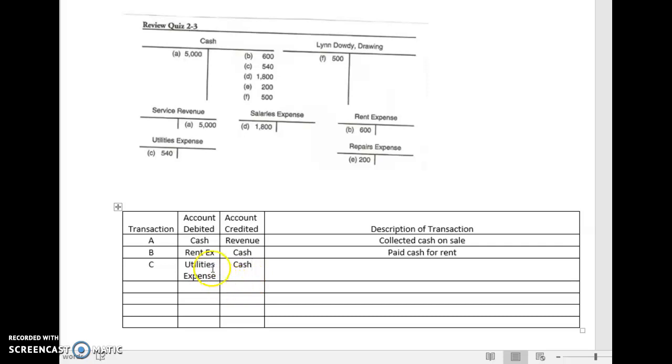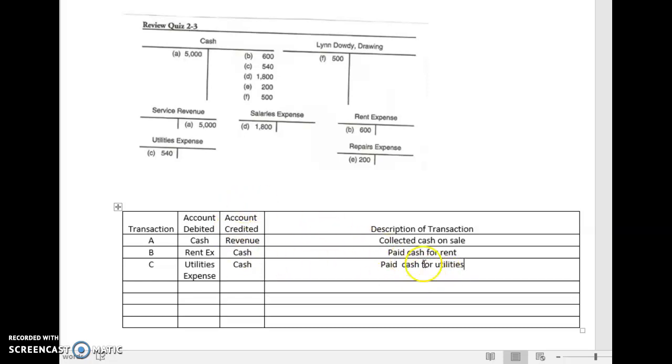So in looking at this, because expense, like we said, has a normal debit balance, we increased utilities expense. That means we incurred an expense. And we decreased cash because we credited it. So we must have paid cash for utilities expense. So that's what our transaction description will be. Paid cash for utilities.